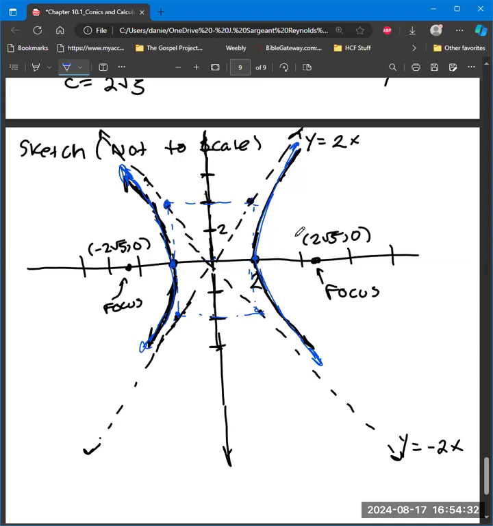GeoGebra probably can handle it. Something like that is going to be able to take the equations in the form that we learned them here and graph them for you. Also, any higher level graphing utility like Mathematica or Maple, anything that uses those mathematical engines behind it, is going to be able to graph these types of things for you as well.